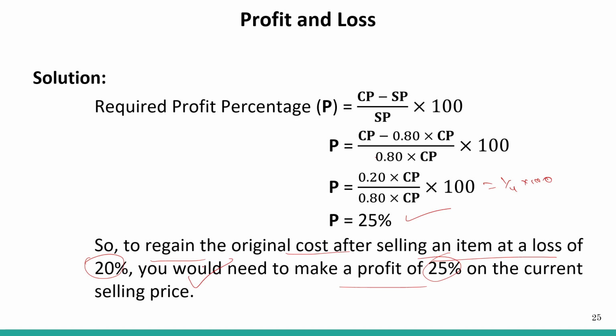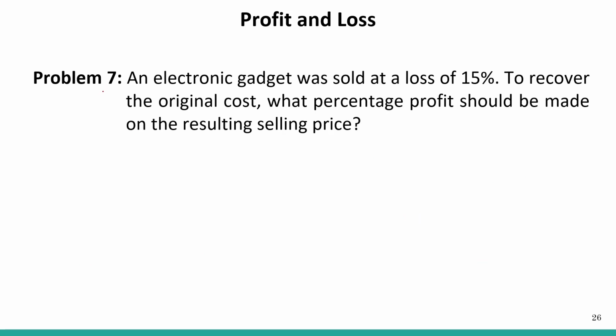Okay, so let's go forward with the next problem, that is problem number 7. An electronic gadget was sold at a loss of 15%. To recover the original cost, what percentage profit should be made on the resulting selling price? It was sold at a loss of 15%. Let CP be equal to X. So SP is equal to X minus 0.15X, right? So to recover the original cost, what is the percentage profit?